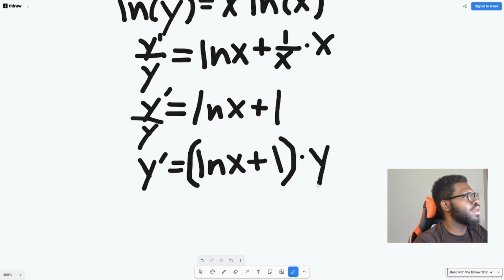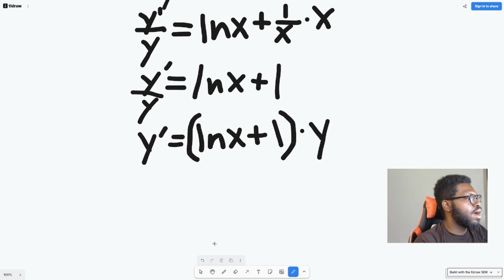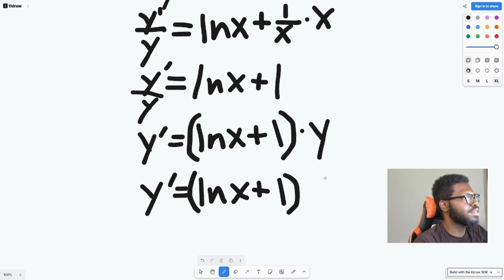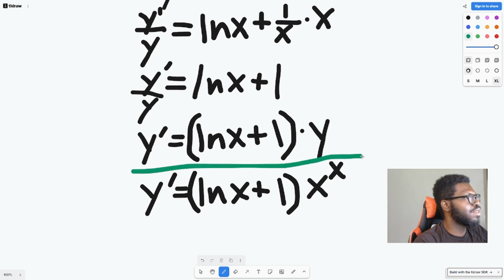So we're just going to make that substitution back into this expression on the right side of the equation so that our derivative is only in terms of x. That means our final expression for the derivative is going to be the quantity ln x plus 1 times x to the x power. Now that we're done, I'm going to put this answer in the infamous green box.